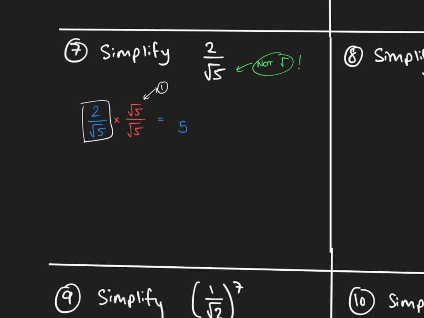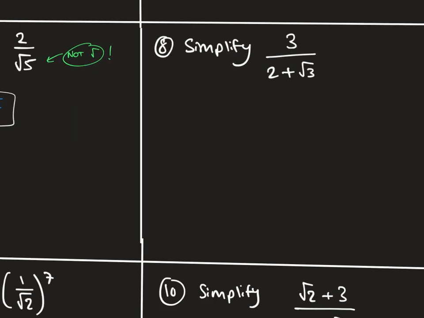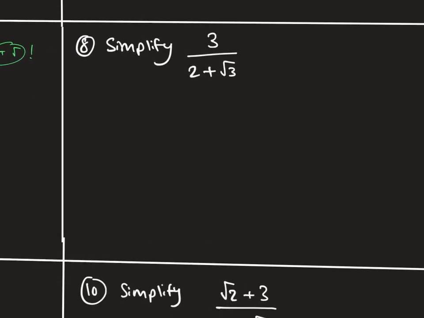But what it does do is serve to rationalize the denominator, to get rid of that root on the bottom. So root 5 times root 5 gives us the 5 on the bottom, and 2 times root 5 gives us 2 root 5 on the top, and that is our final answer. Again, it doesn't matter how complicated the top gets as long as the bottom doesn't have the root on it. Now, for this next one, it's a little bit harder.